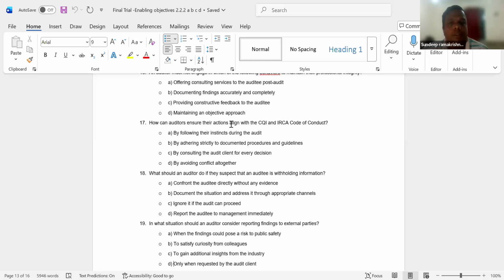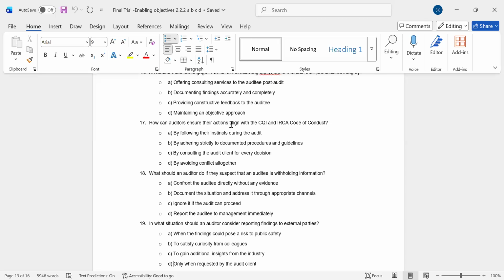Right. Okay. Question number 18. What should an auditor do if they suspect that an auditee is withholding information? A. Confront the auditee directly without any evidence. B. Document the situation and address it through appropriate channel. C. Ignore it if the audit can proceed. D. Report the auditee to the management immediately.